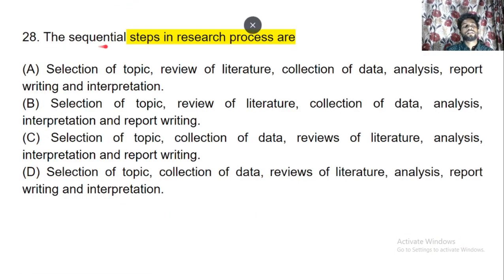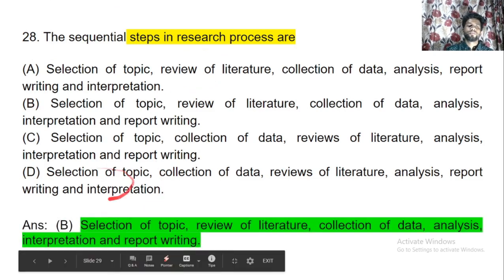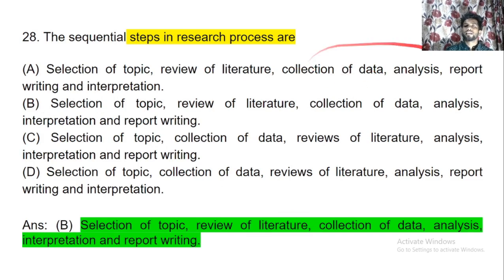Now, find out the correct sequence. Okay, so this we all know: selection of topic. First you have to select your topic, then review of literature, then collection of data. Once you collect the data, then you go for analysis, and once you have analyzed, then you go for report writing and interpretation.